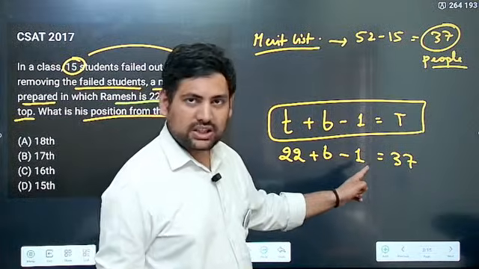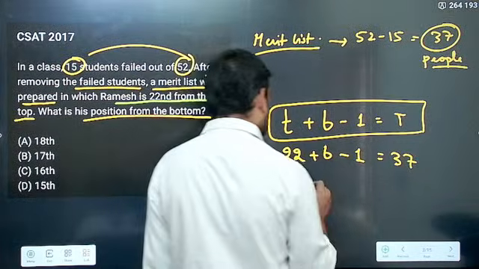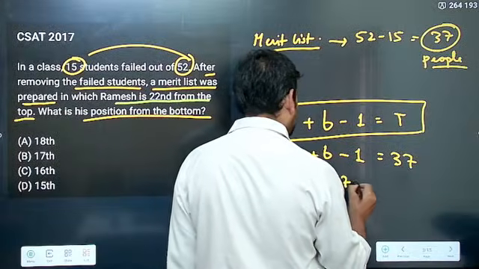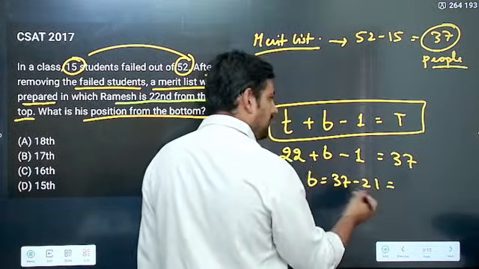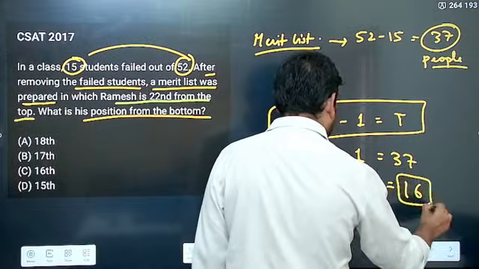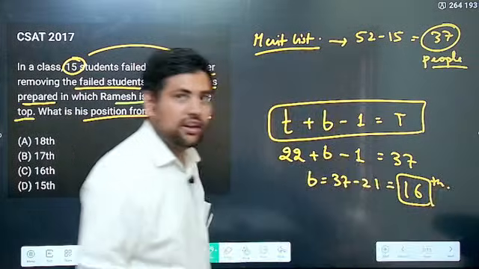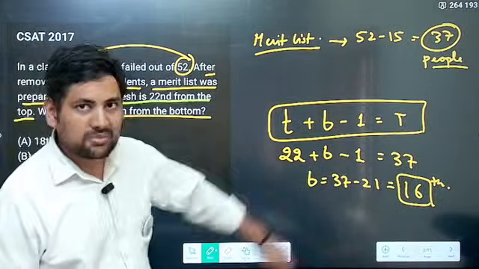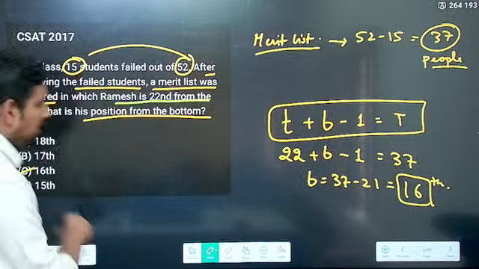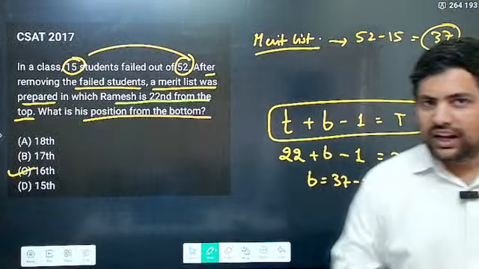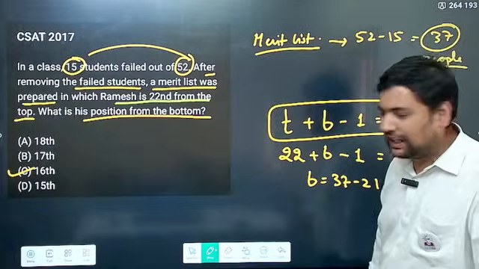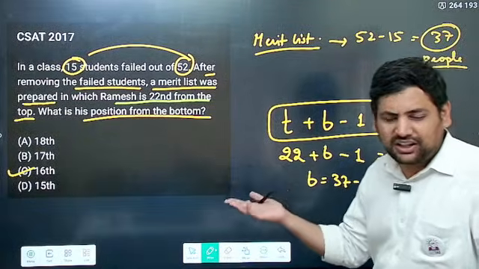22 minus 1 is 21. Now I send 21 there. So it becomes B is equal to 37 minus 21, which comes out to be 16. So that means from the bottom, Ramesh is 16th in rank. Understood? Very simple. Correct? So this is how you calculate it.